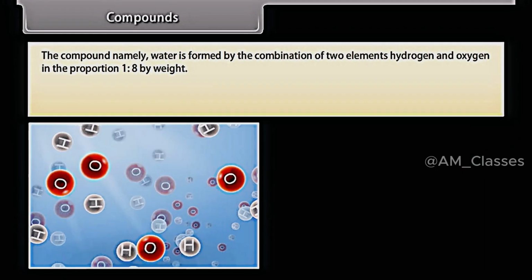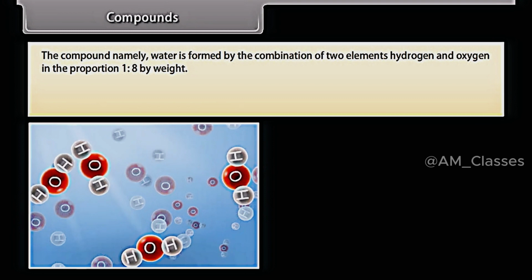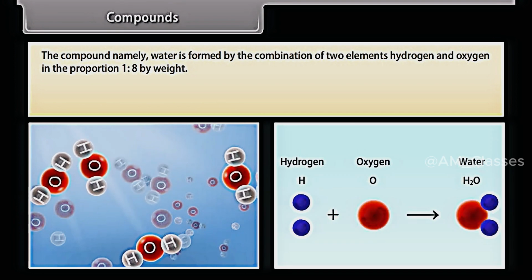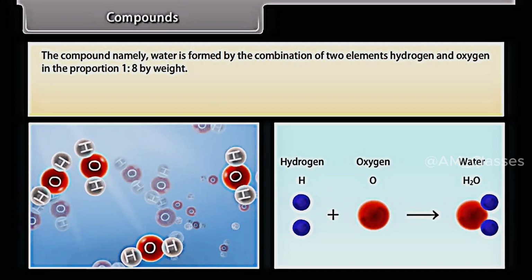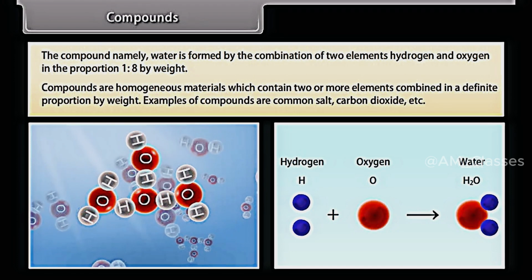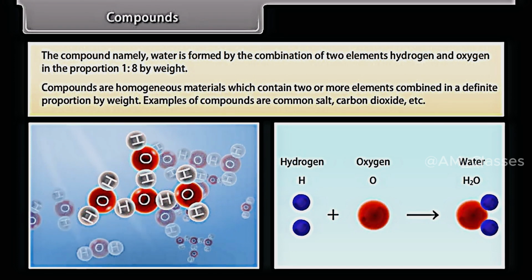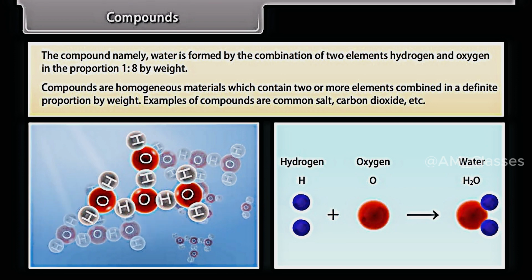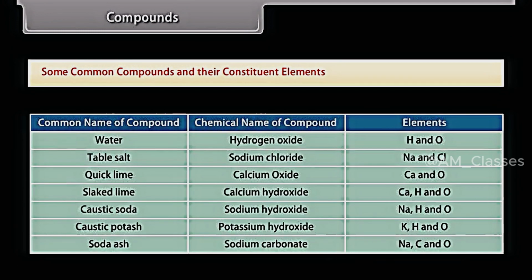The compound, namely water, is formed by the combination of two elements, hydrogen and oxygen, in the proportion 1:8 by weight. Compounds are homogeneous materials which contain two or more elements combined in a definite proportion by weight. Examples of compounds are common salt, carbon dioxide, etc. Some common compounds and their constituent elements.